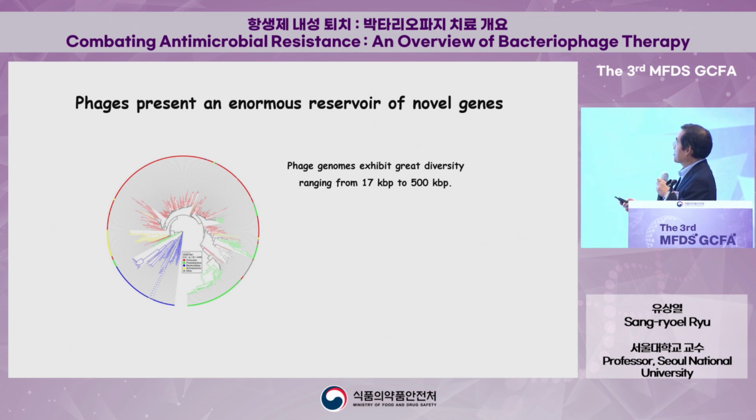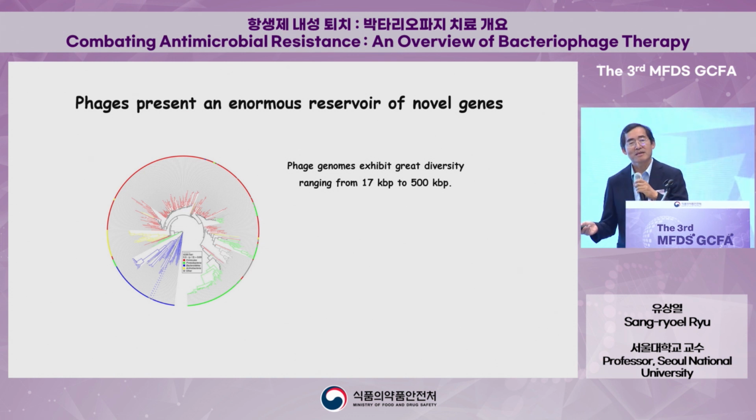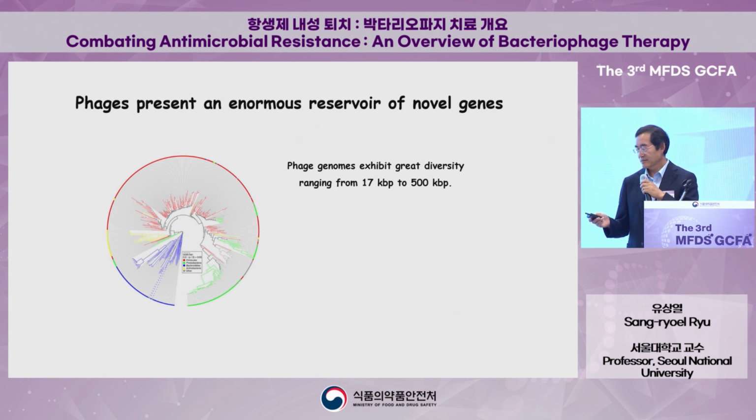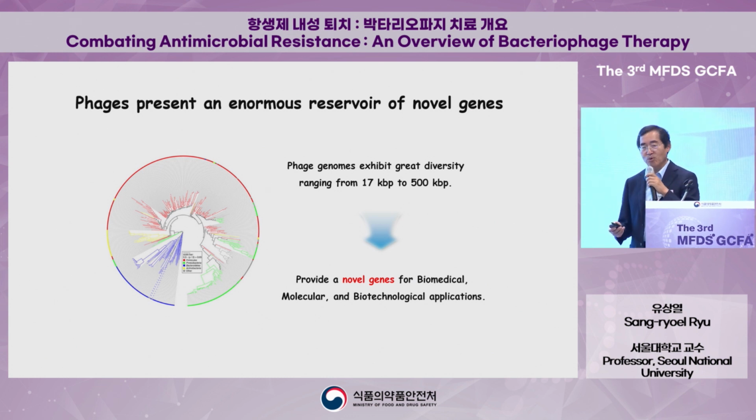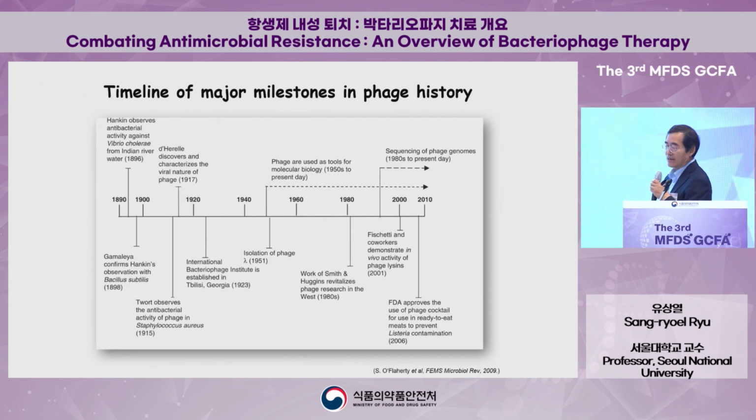If you look at the genome, you can see that it has great diversity, ranging from 17 kilobase pairs to 500 kilobase pairs. And bacteriophages are very numerous. Even if we analyze the smallest genomes, there are genes for which we cannot find out the function, about 15% of the total genes. This means that this can provide novel genes for numerous applications.